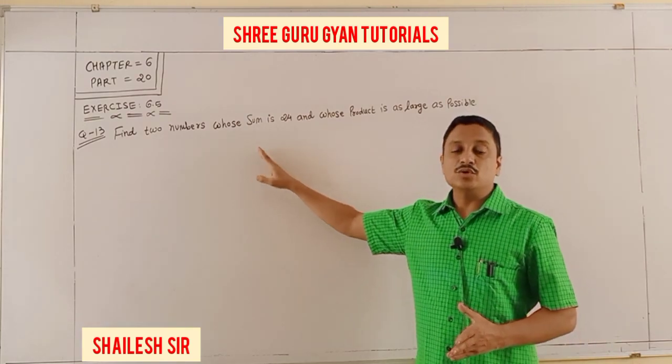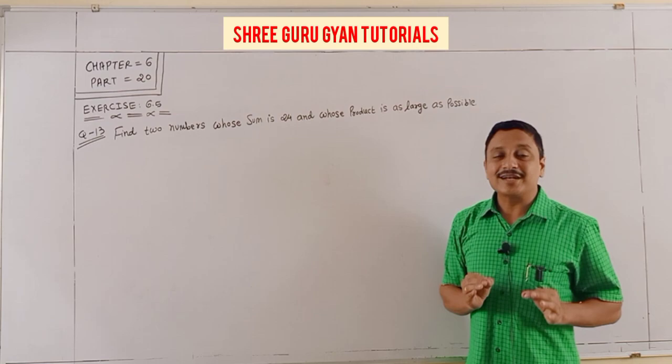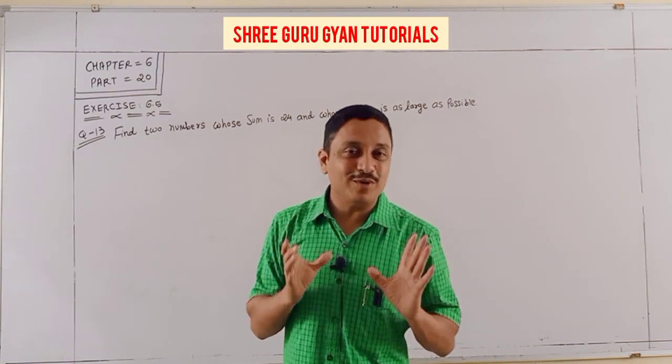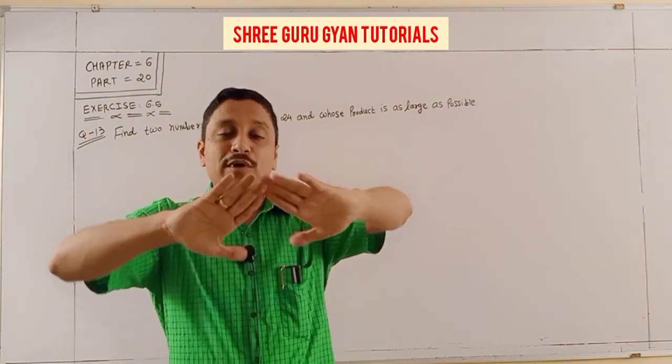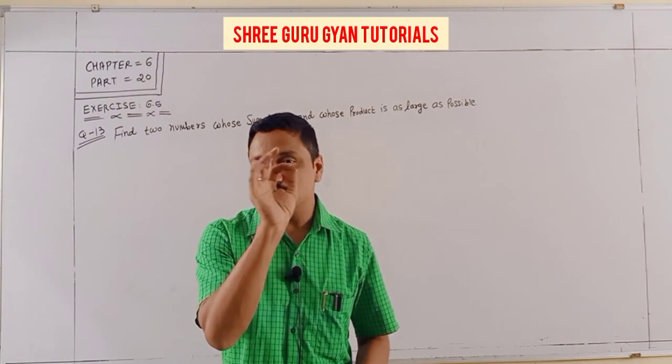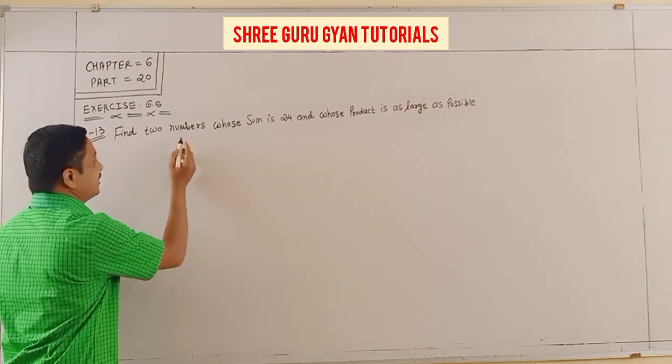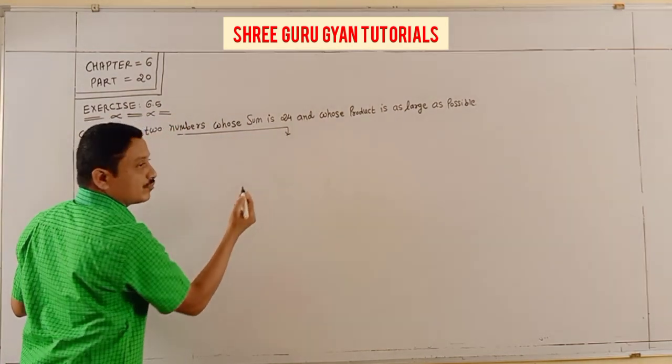Find two numbers whose sum is 44 and whose product is as large as possible. It means the product must be maximum. The two numbers add up to 44. So it is very easy. We are going first, related to this number 44.